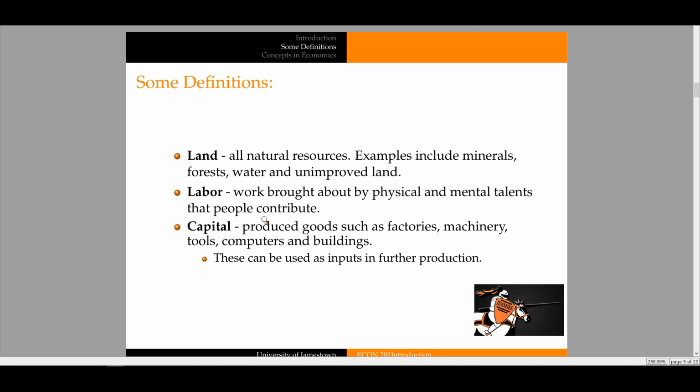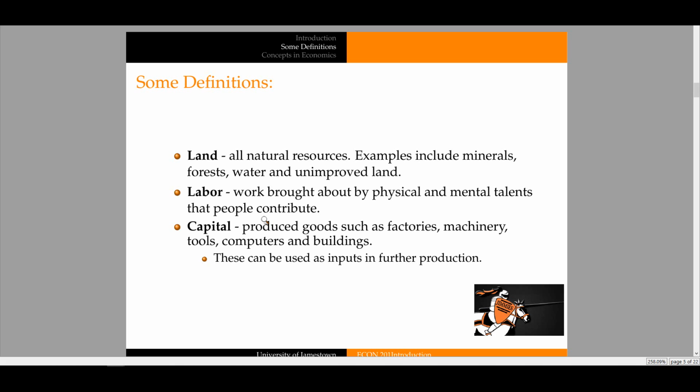So labor is one of these considerations here, one of the resource categories. And last but not least, capital. So these are produced goods that are used as inputs to produce more goods. So factories, machineries, tools, computers, buildings. A factory is a building, and in the building there's machinery and tools, maybe computers, and they in turn are used as inputs to produce goods or services.